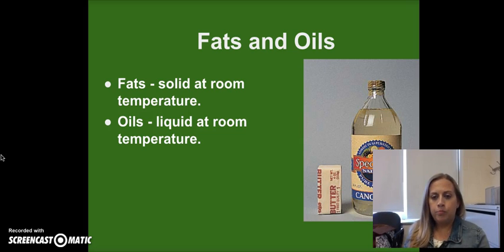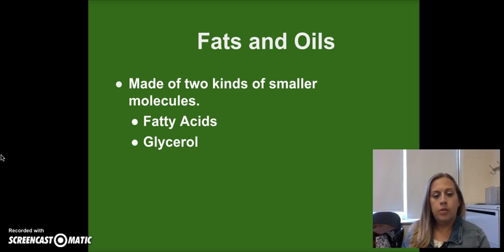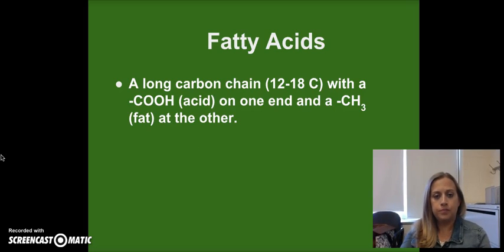So very generally, probably the most common lipids are going to be fats and oils. Fats are solid at room temperature, so think like butter, and then oils would be liquid at room temperature, so like any type of cooking oil. They are made of two kinds of smaller molecules. So you've got fatty acids that are attached to a glycerol molecule.